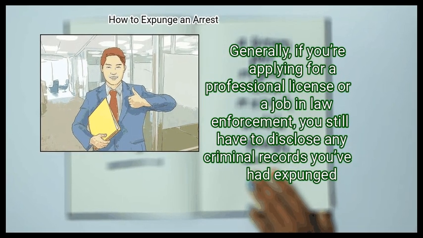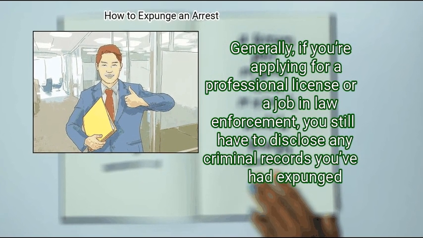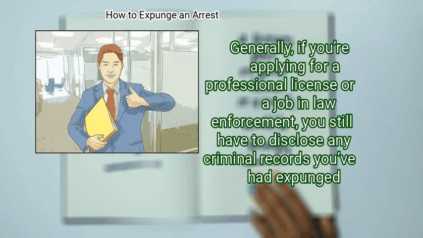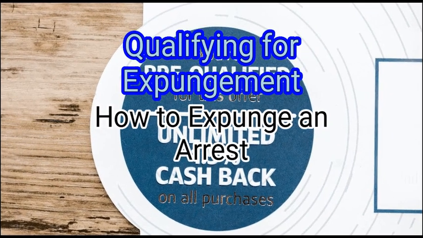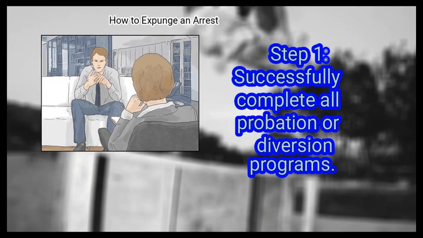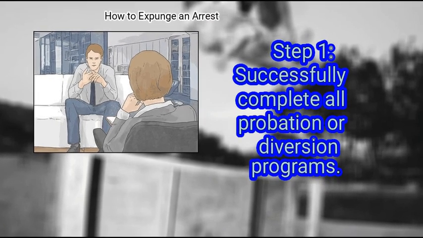Generally, if you are applying for a professional license or a job in law enforcement, you still have to disclose any criminal records you've had expunged. Method 2. Qualifying for expungement. First, successfully complete all probation or diversion programs.